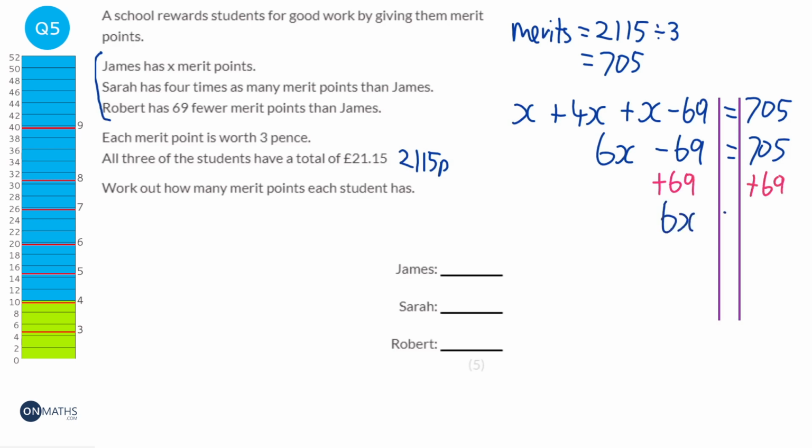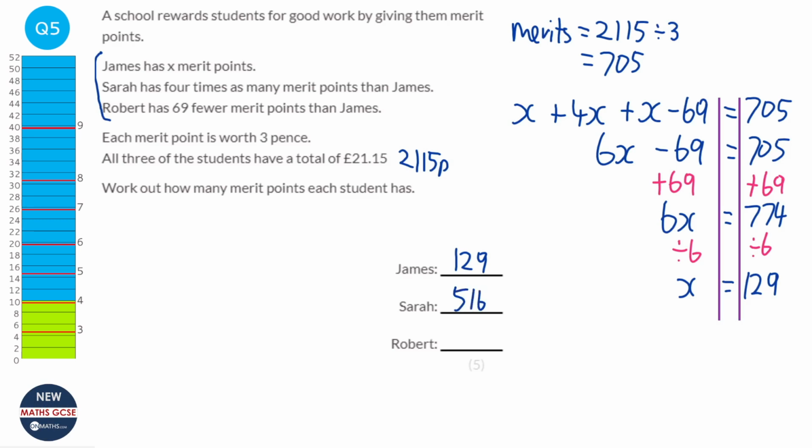So we've got 6x equals 774. Then we're going to divide both sides by 6. And so we've got x equals 129. So x equals 129. That means James has 129. Sarah has 4 times more, so she will have 516. And Robert has 69 fewer, so we're going to take 69 away from 129, and that will equal 60.